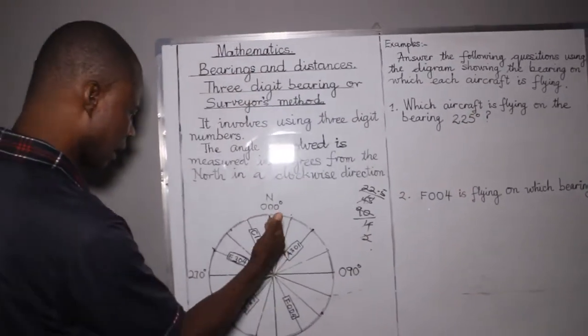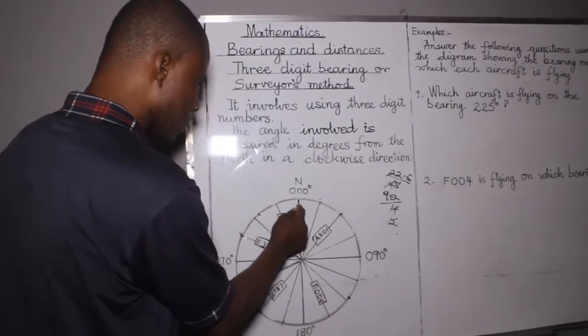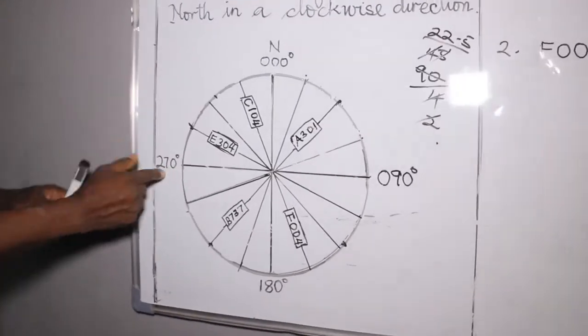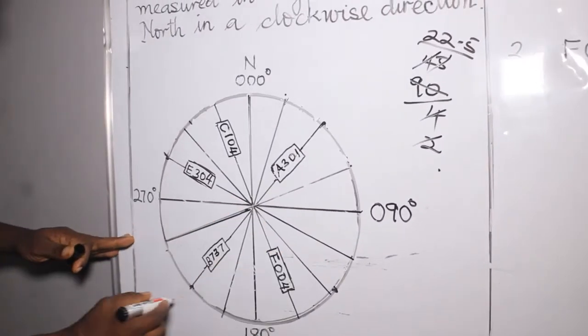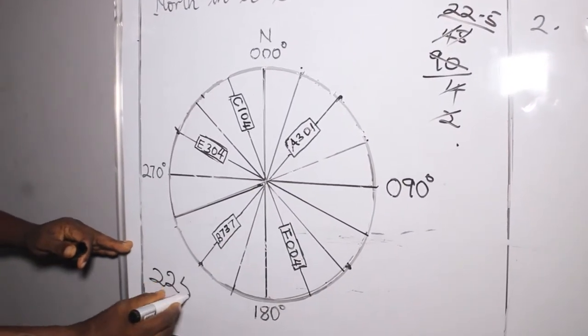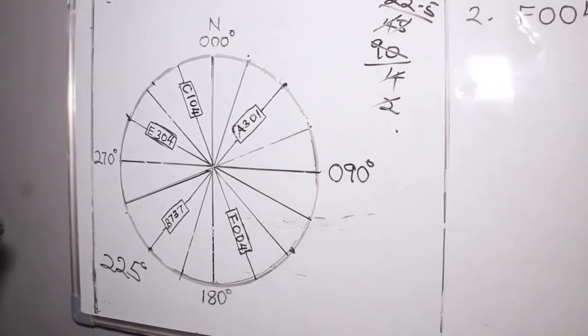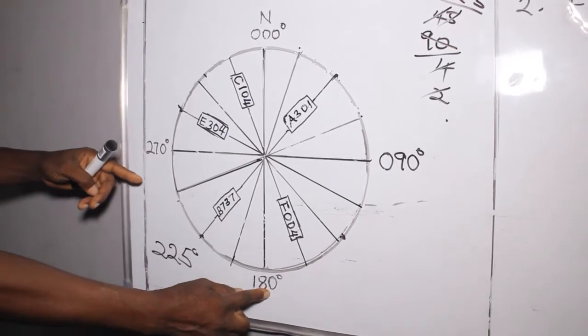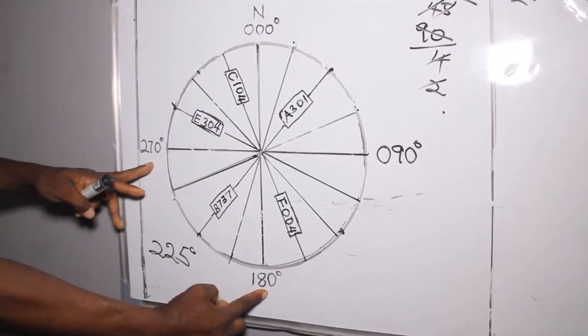225 degrees. Let's locate it here. From here to here is 90. From here to here is 180. From here to here is 270. And 270 is bigger than 225 degrees, which means the plane is in between this and this point, which is the south and the west.